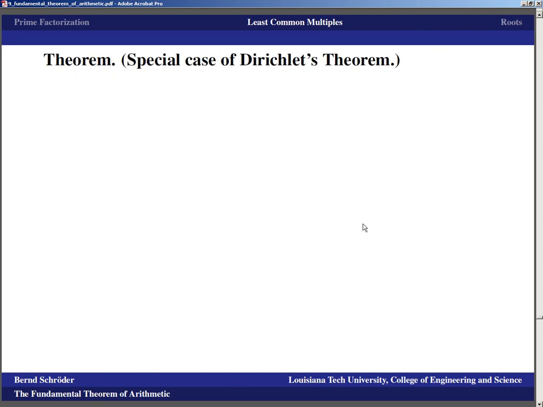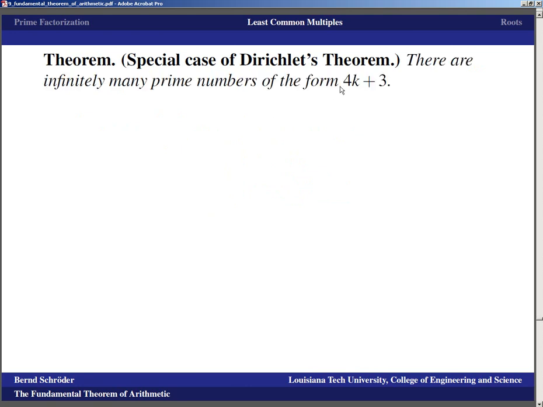And with that, we're going to prove a special case of Dirichlet's theorem, which is that there are infinitely many prime numbers of the form 4k plus 3. Well, we already know that all but one prime number are odd, and there are two kinds of odd numbers. There are odd numbers of the form 4k plus 3, and there are odd numbers of the form 4k plus 1. Well, we're showing here that there are infinitely many prime numbers of the form 4k plus 3.